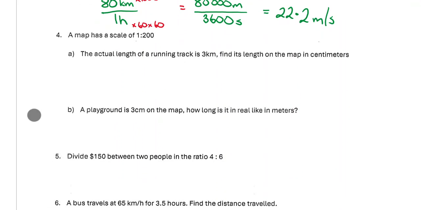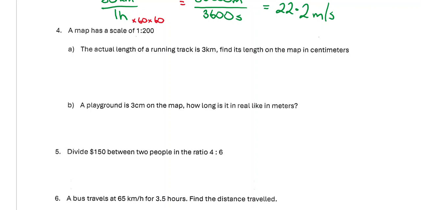Question 4 is about a map scale. We have a map scale of 1 to 200. The actual length of a running field is 3 kilometers. Find its length on the map in centimeters. Now, the actual measurement is the big measurement, right?